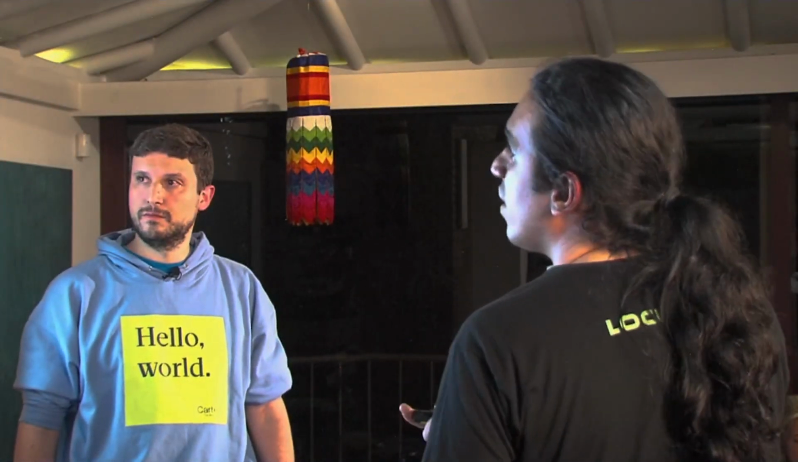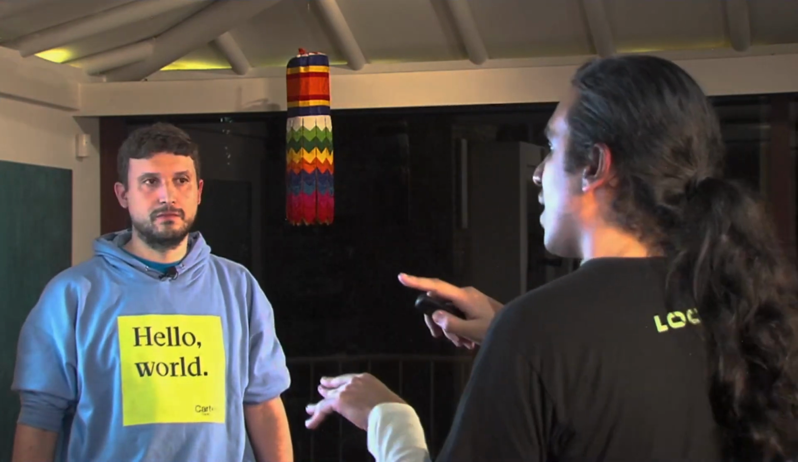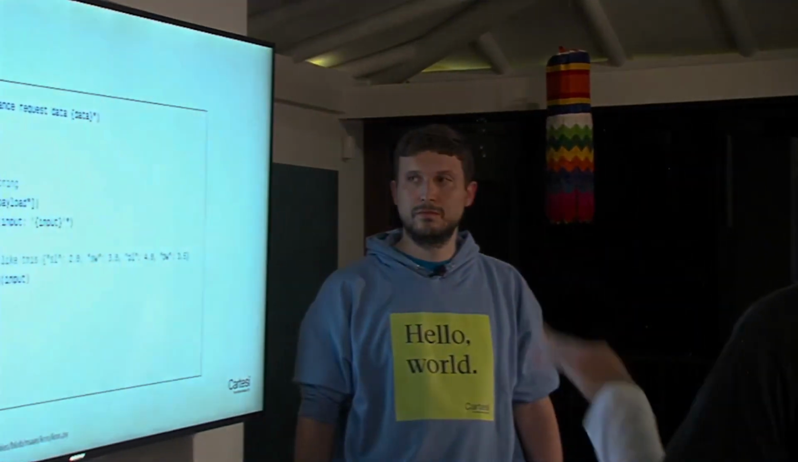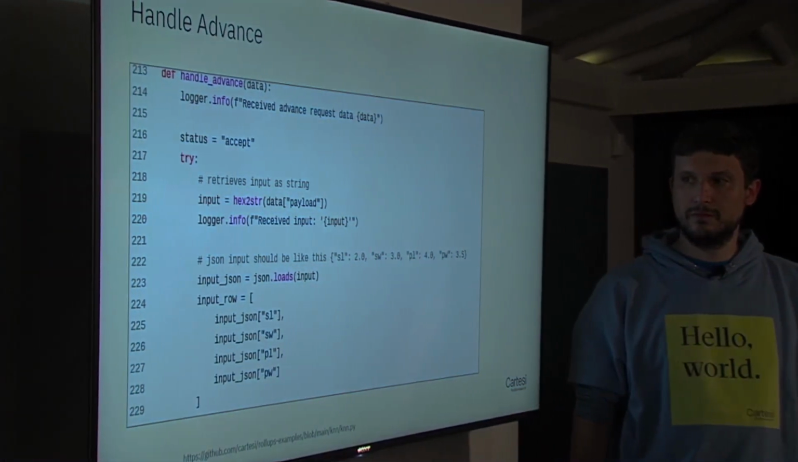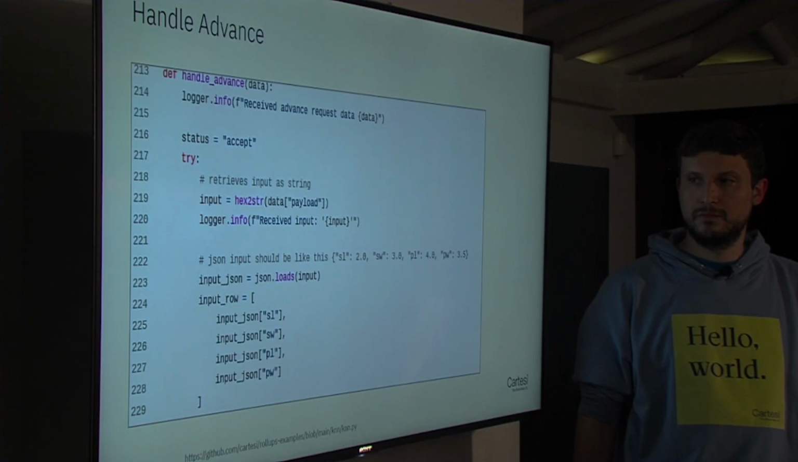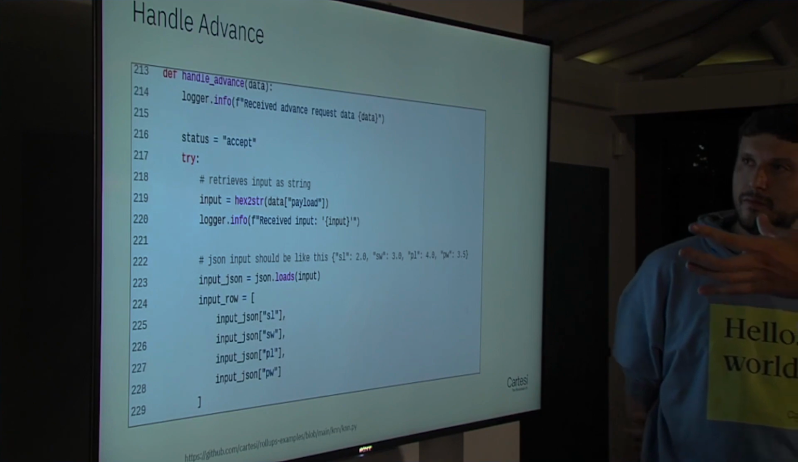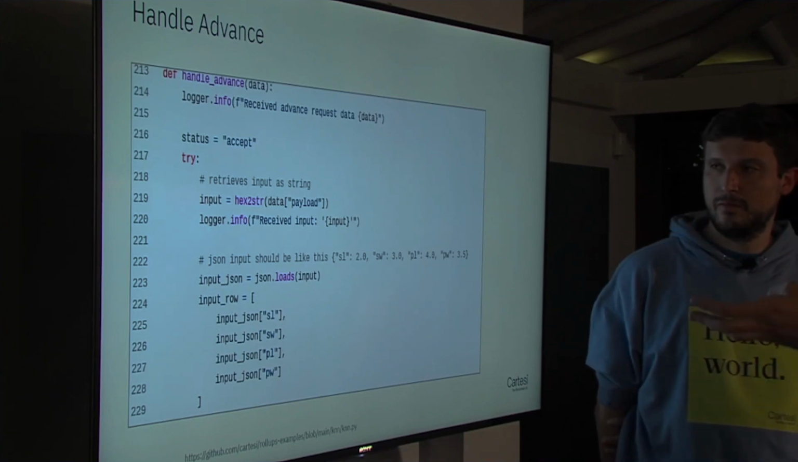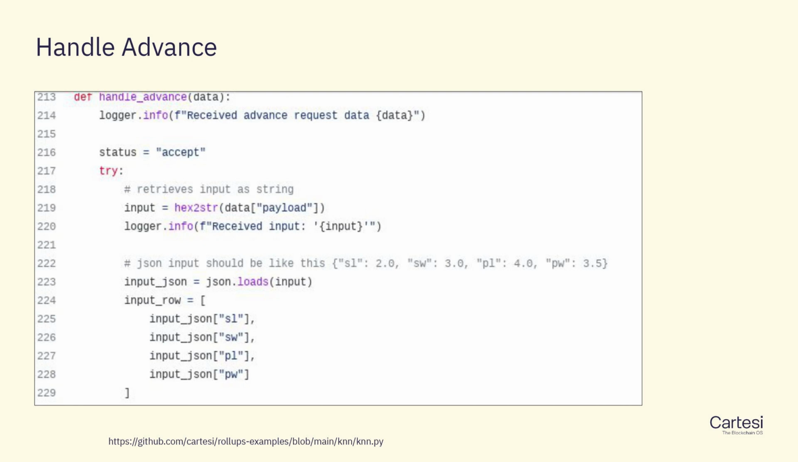And then we have the handle advance function, coded to receive this kind of input and put the values into the variables for the prediction. We have some auxiliary functions, like hex to string, that convert the data. So, just a parenthesis here: the Cartesi Rollups framework doesn't care what you're sending. From the Cartesi point of view, the input is just something that makes sense to your application.